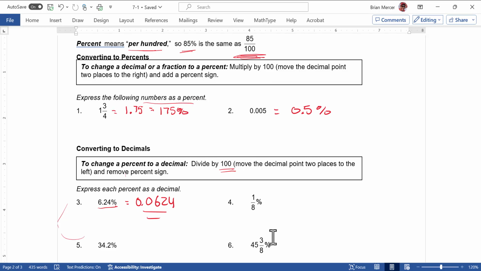And same thing if your percent is a fraction. So if I look at 45 3/8%, you have to convert that to 45.375%, and that, just pull out a calculator and divide 3 by 8, and then convert that to a decimal by dividing by 100, so moving the decimal point 2 places to the left, 0.45375, and that's the decimal equivalent of that percent.